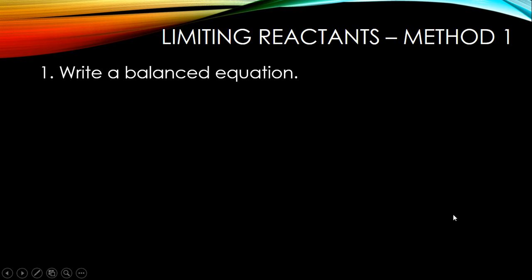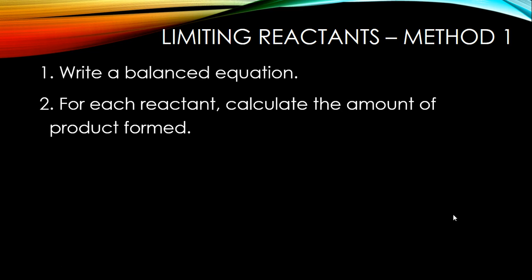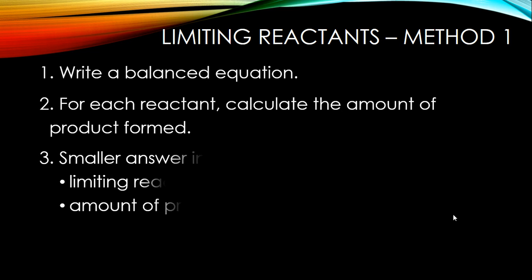So this is method 1, where you write a balanced chemical equation. For each reactant, we calculate the amount of product formed. And the smaller answer indicates the limiting reactant and the amount of product that it should make.